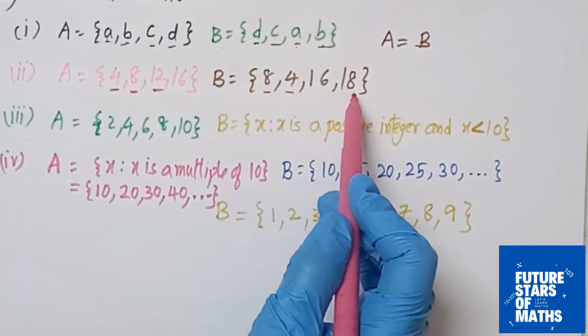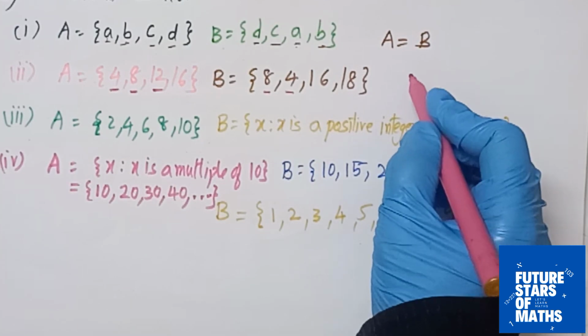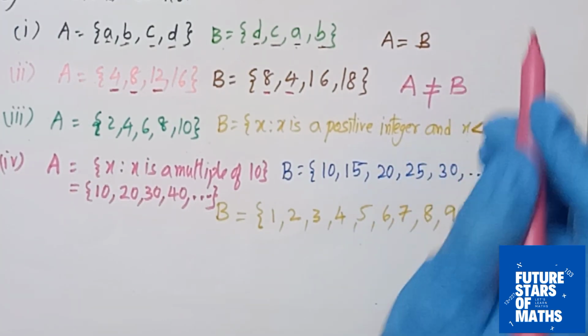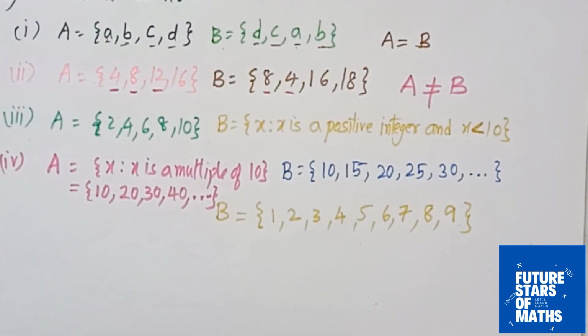Do we have 12 here? No. So here only we can conclude that A is not equal to B. Okay. Is it clear, students?